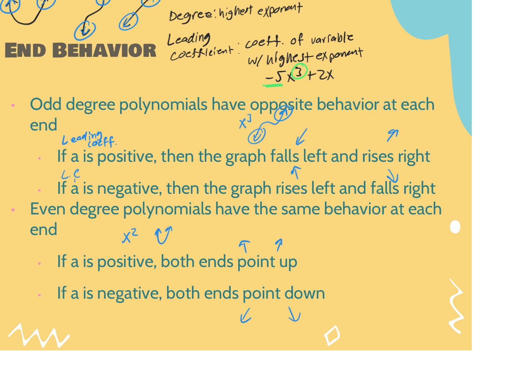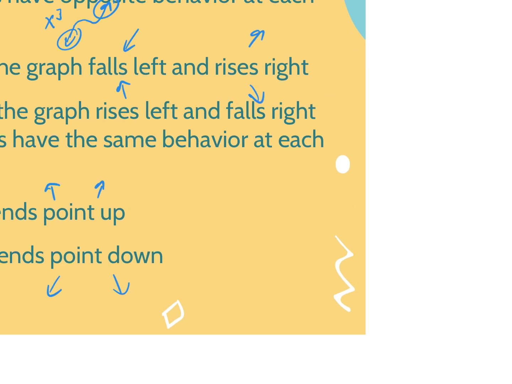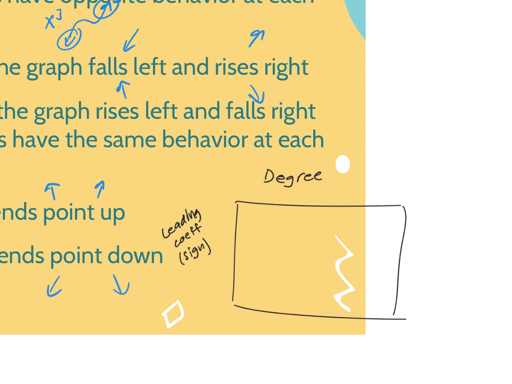And I like to remember that there's really only 4 cases with end behavior, right? And I summarize it in a table. So one side of it is going to be your degree, and then the other side is going to be the sign of your leading coefficient. All right, so I make a little table.